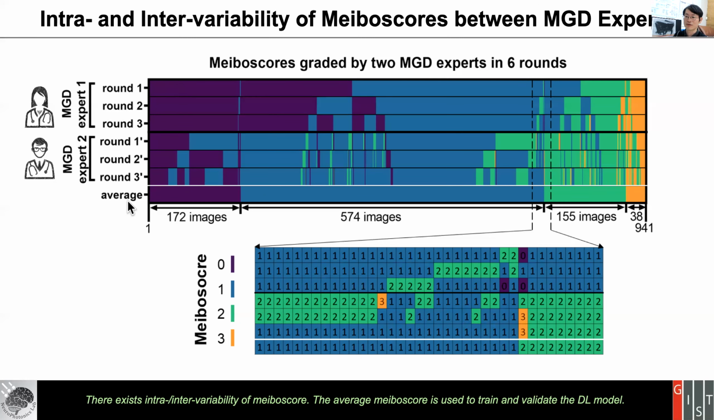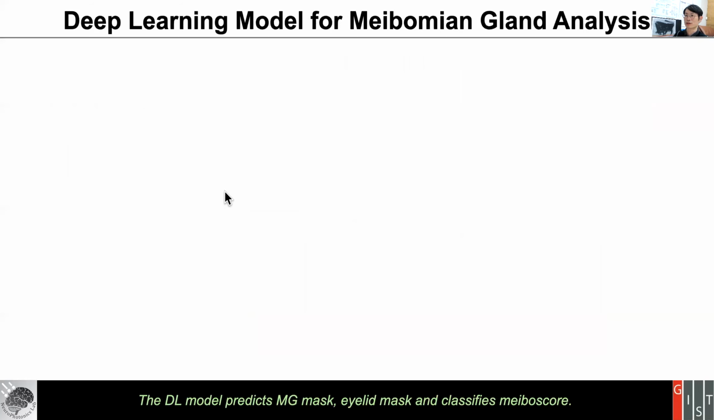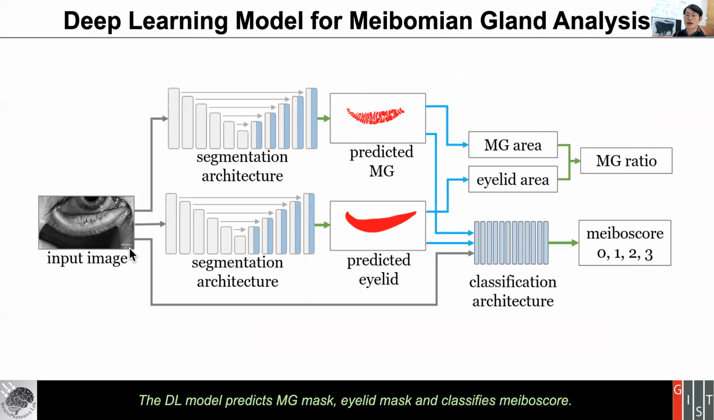So we use this average of 6 times of Meiboscore for training our machine learning for Meiboscore prediction. So we designed our deep learning model for this analysis. With this input image, we basically use this annotation by investigators to predict Meibomian Gland and Eyelid with this machine learning. And in the end, the Meiboscore can also be predicted by our classification. So the parameters are MG area and MG area ratio between these two.